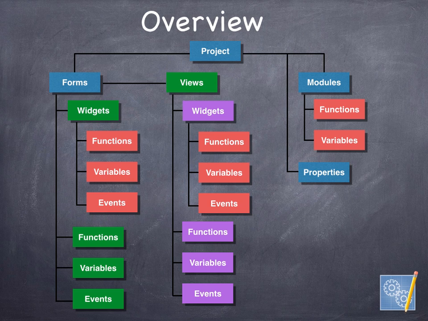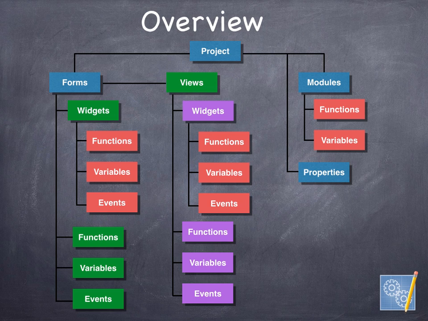So now we have the forms. The form is the visual GUI, so it contains views and widgets. Now, a widget is a control, what's usually known as a GUI control. And that would be a text box, a label, a panel, a push button, a switch, and so forth. Now, widgets can have functions, variables, and events. So views can also have functions, variables, and events. And they can also have widgets along with the functions, variables, and events. Now, forms can have views, they can also have widgets, and they can also have functions, variables, and events. And those widgets can have functions, variables, and events.